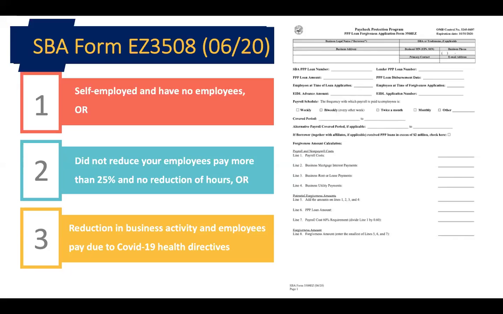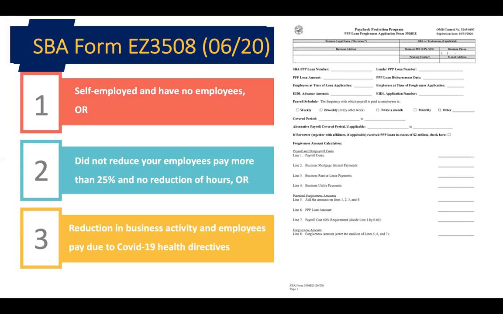You did not reduce employees' pay by more than 25%, and no reduction of hours. So now the second one just means you do have W-2 earners, but you did not reduce their pay by more than 25%, and you did not reduce their hours. So if they were, say, before full-time 40 hours, they're still 40 hours, okay? You can use the easy form, which is so much easier, honestly.